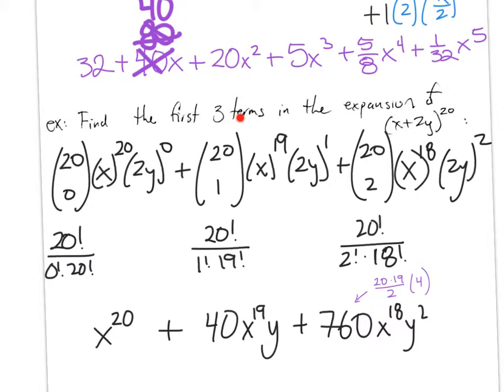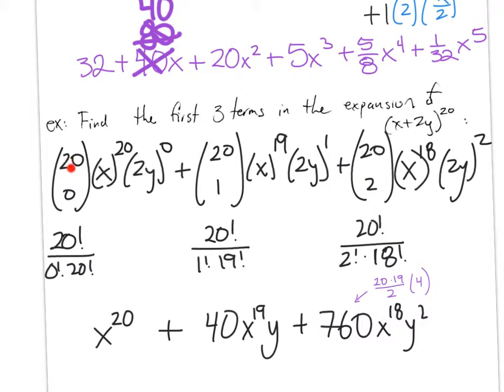Next example says, find the first 3 terms in the expansion of x plus 2y to the 20. So probably don't want to write out Pascal's triangle all the way down to the 20th. So we're using these binomial coefficients. Because the exponent is 20, we start with the number 20 up above, and then the second number, the bottom number in the binomial coefficient, will always be the exponent above here, sort of like a placeholder, and so it always starts at 0, and it's going to go 0, 1, 2. Notice how this is the first term, second term, and third term. So this number is 1 less than what we say the term number is.